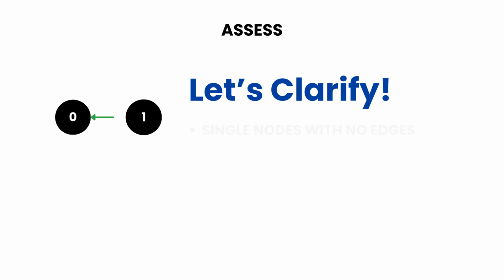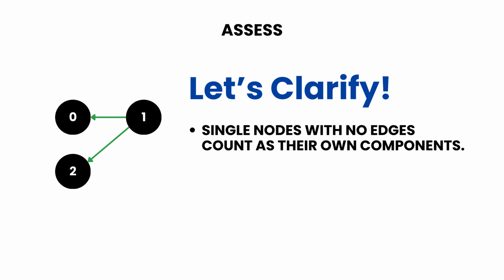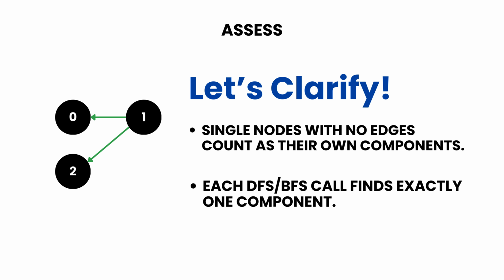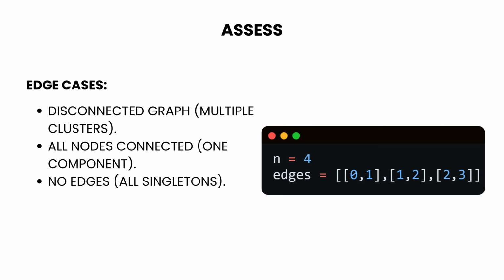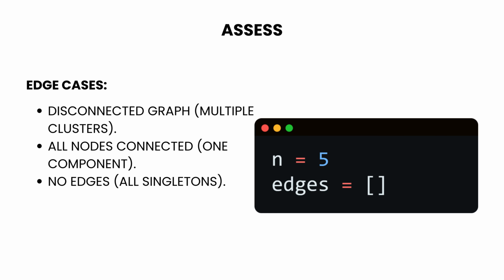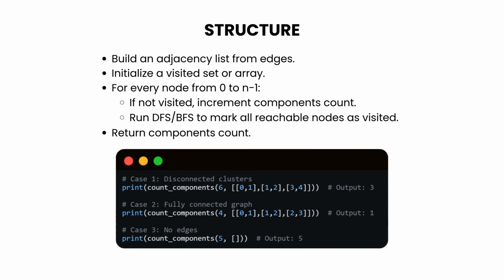Let's clarify. Single nodes with no edges count as their own components. Each DFS/BFS call finds exactly one component. Edge cases: a disconnected graph has multiple clusters; if all nodes are connected, there is one component; with no edges, all nodes are singletons.